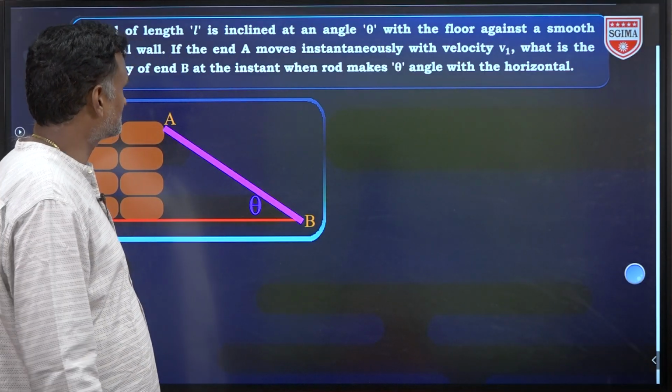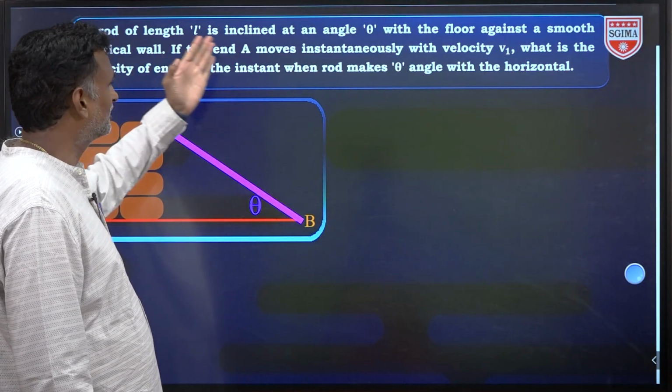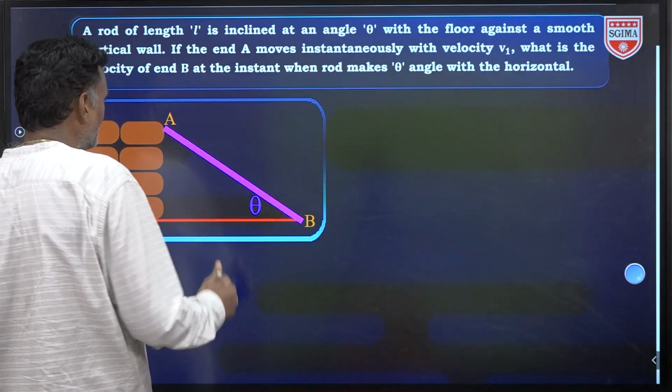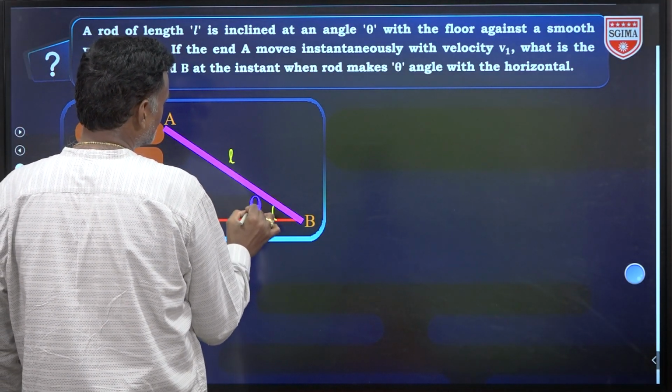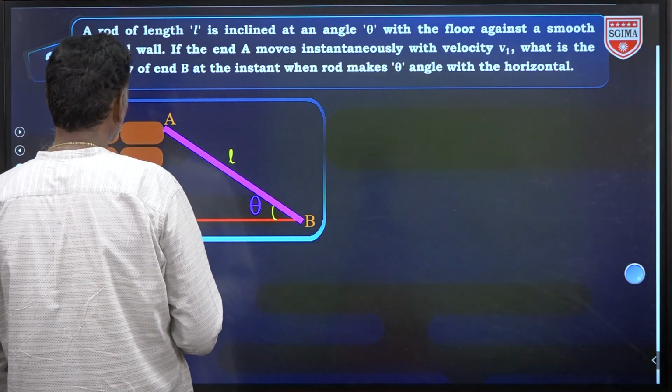This is one illustration, where a rod of length L is inclined at an angle theta. Suppose you can consider this is L and it is inclined at theta with the floor, against a smooth vertical wall.